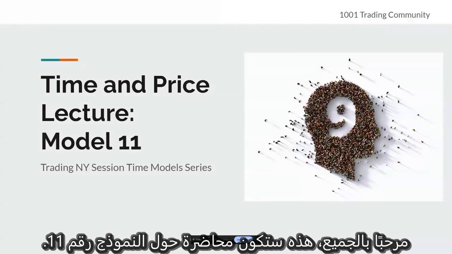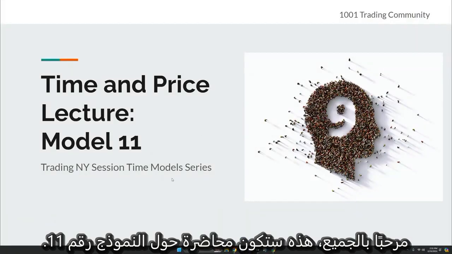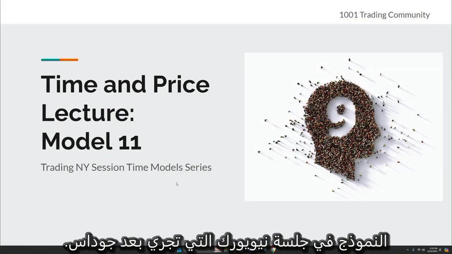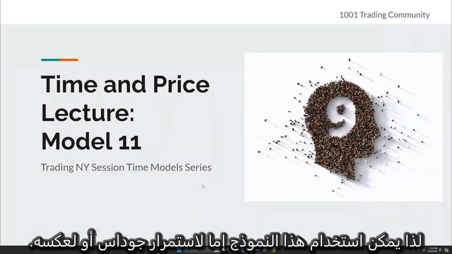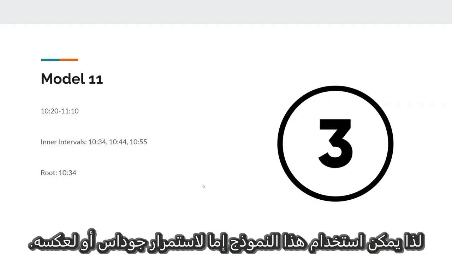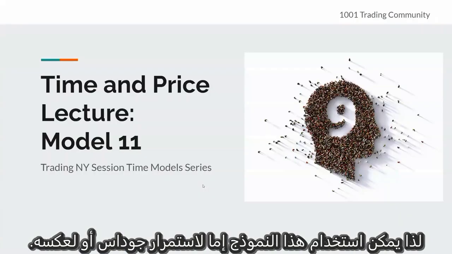Hello everyone, this is going to be a lecture about Model 11, the model in the New York session that takes place after Judas. So this model can either be used for continuation for Judas or for a reversal.